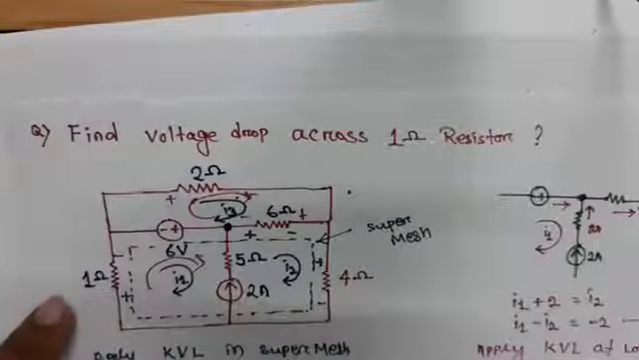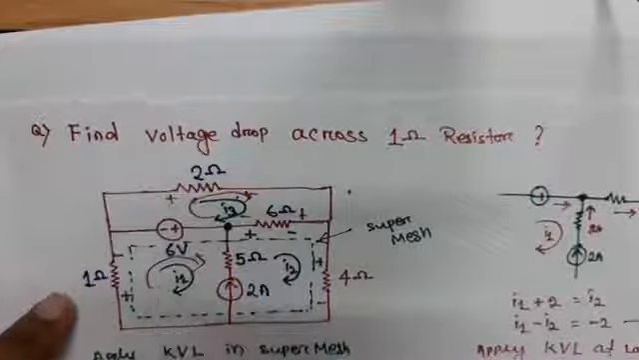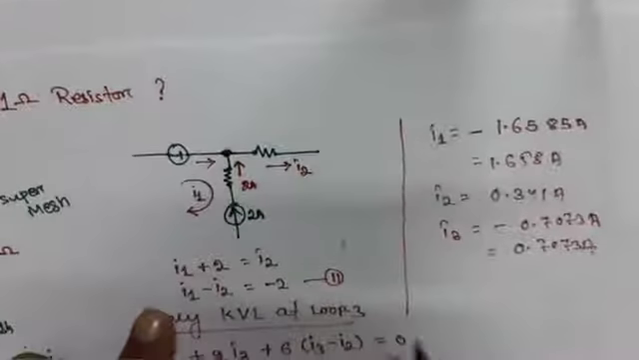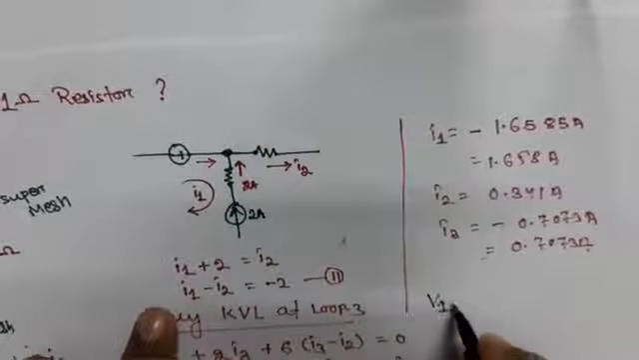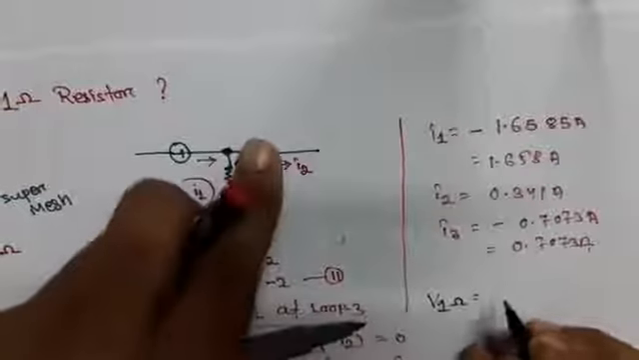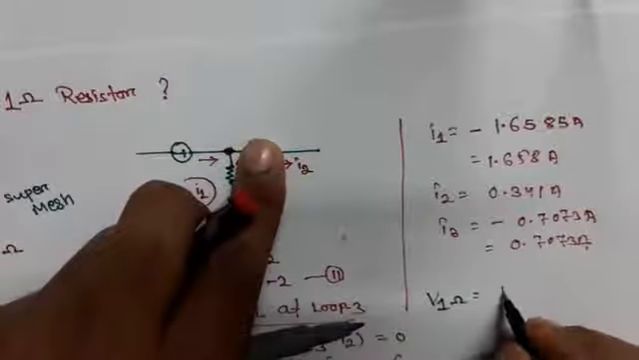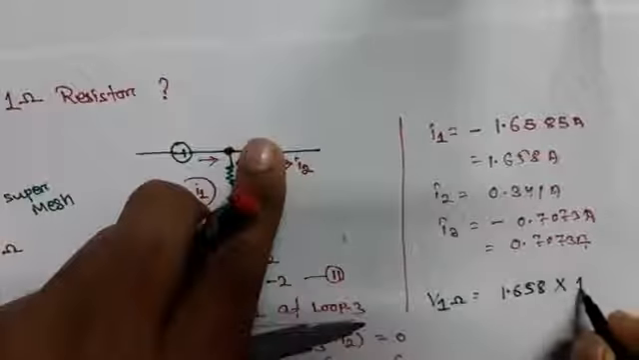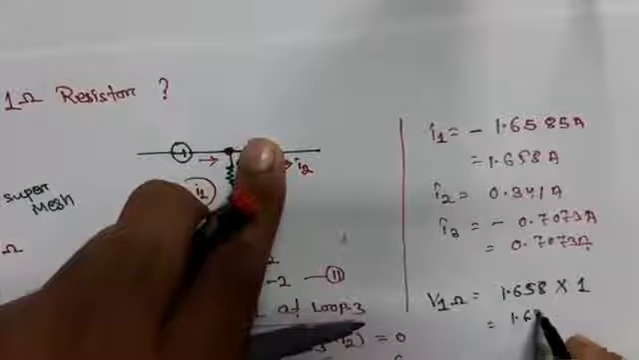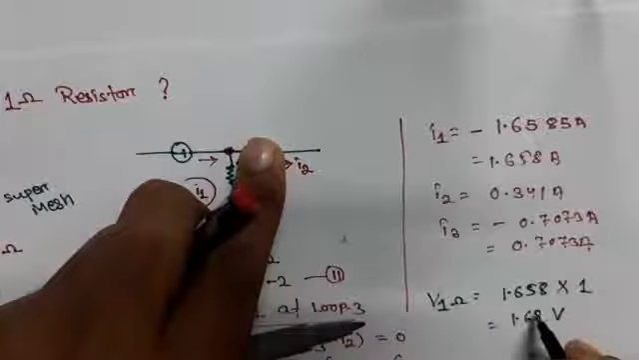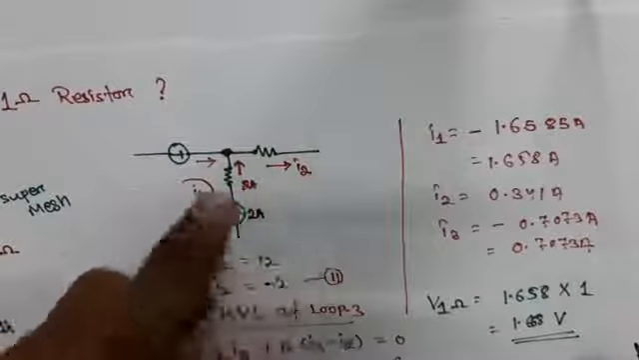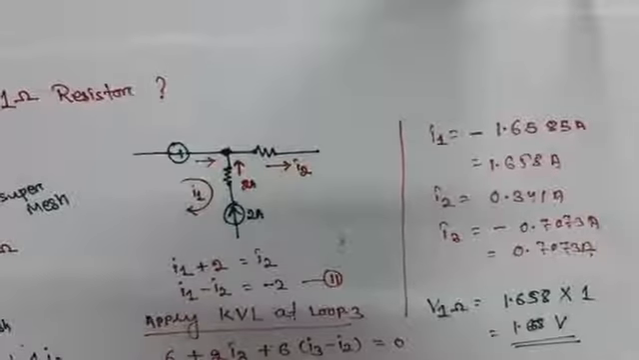Our objective is to find the voltage across the 1 ohm. The current flowing through the 1 ohm is I1. So the voltage across the 1 ohm is 1.658 into 1, which is 1.658 volt. If you want more problems regarding supermesh analysis, please comment.